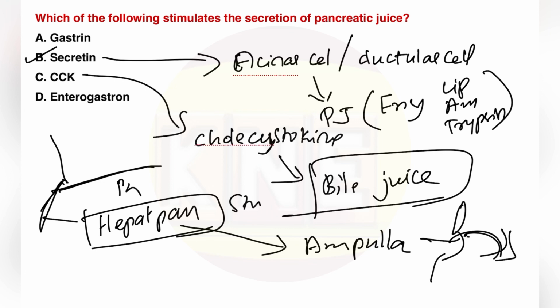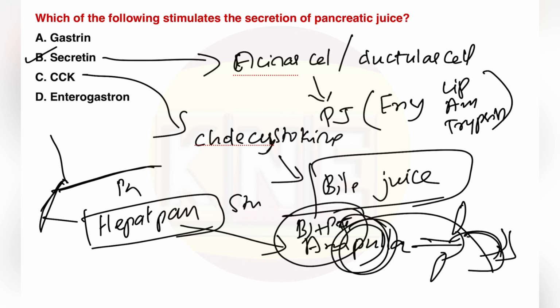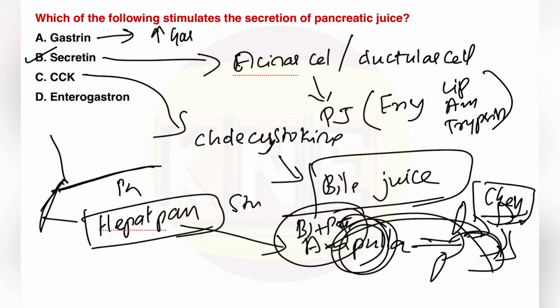The sphincter of Oddi opens after the storage of both bile juice and pancreatic juice, and that will spill to where? That will spill to the duodenum when chyme is present. When the chyme is present, at that time it mixes with the chyme. Okay, so gastrin. This gastrin will increase the gastric juice which is secreted by the parietal cells of the stomach mucosa.